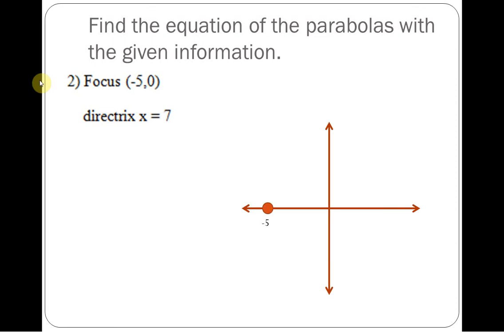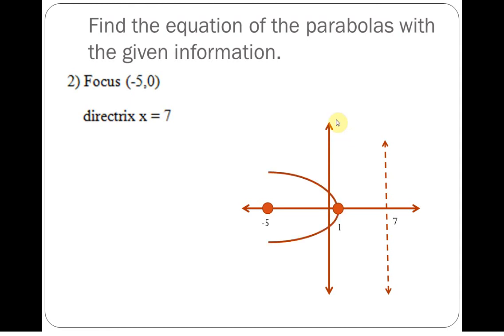So, negative 5, 0 is the focus. The directrix is at x equals 7. What we need to find is halfway between them, the middle. Now, if you're using graph paper, just count. Negative 5 to 7 is 12. 12 divided by 2 is 6. So you have to go 6 from negative 5 or 6 from 7, and that is at positive 1. You're just finding the middle.